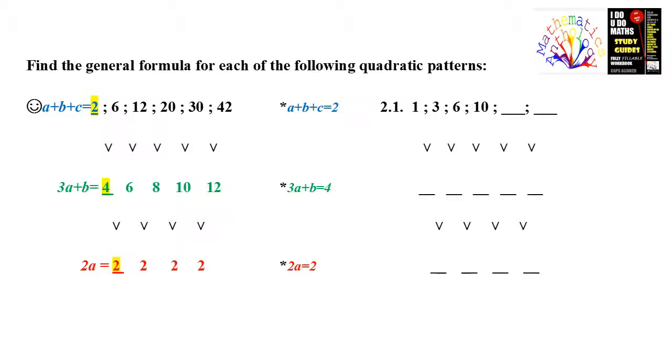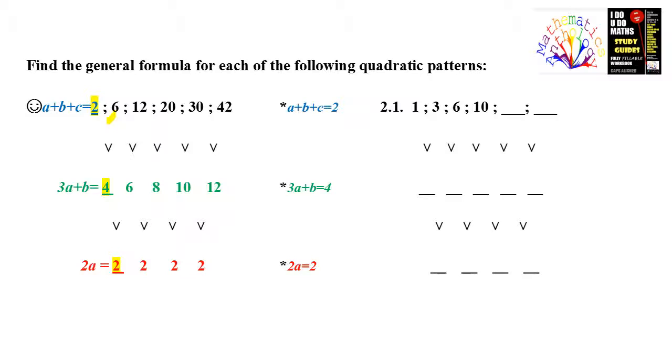So, find the general formula for each of the following quadratic patterns. We are given our quadratic pattern, which is 2, 6, 12, 20, 30, and 42, and so forth. We know that this is a quadratic pattern. Well, we don't know that yet. We need to determine whether this is a quadratic pattern. We will do that by finding our first differences.